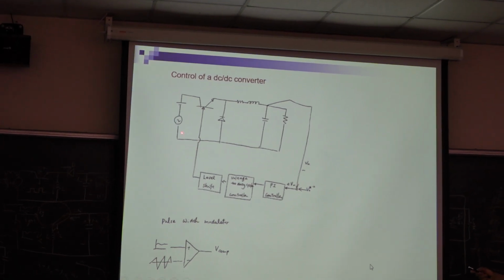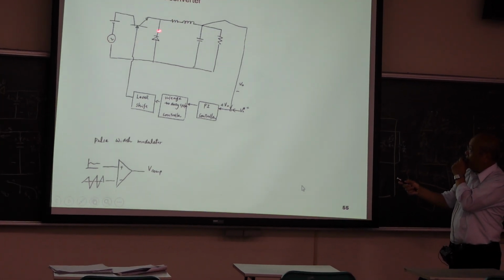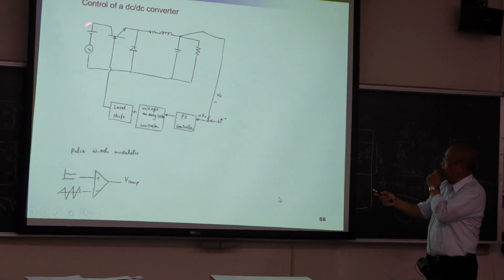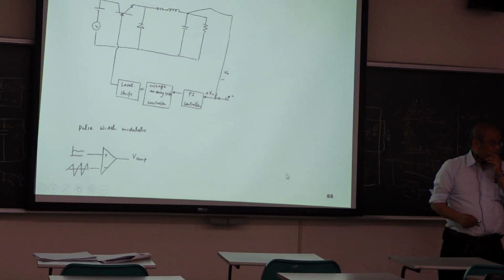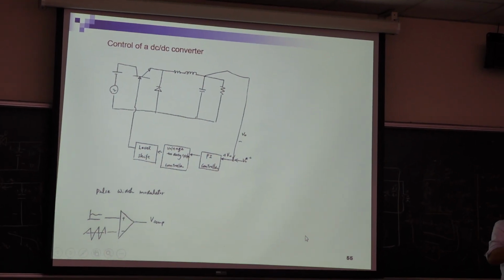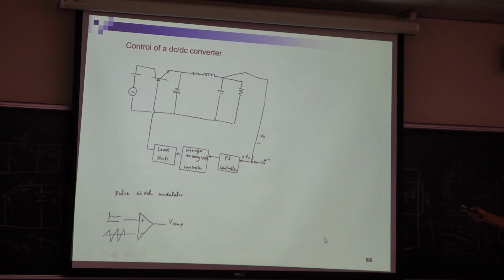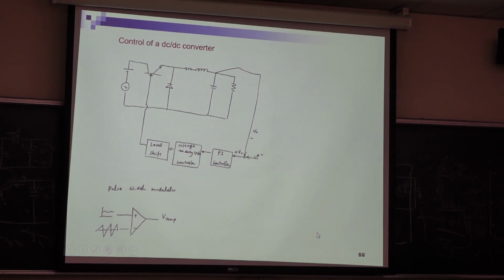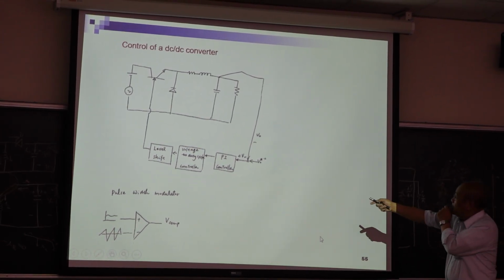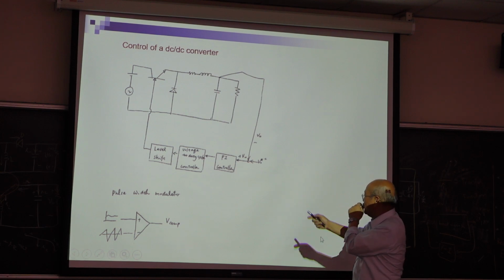So what is the input here? VG. What is the output? VO. So what do you need to control? Do you need to control input or output? So if you have a cell phone, do you need to control the input voltage or the output voltage? Output. 6 volt, right? So you hope the ripple is small. So you need to control it.